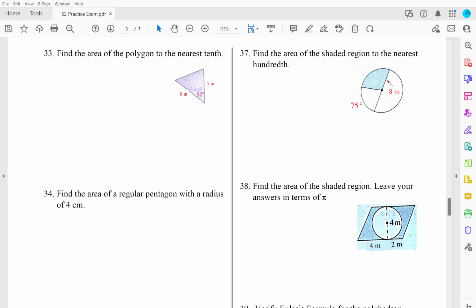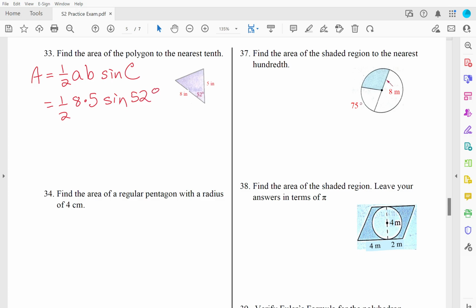Okay, and now we're going to be doing the last 2 pages. We've got the area of the polygon. So this is using sine, since we have 2 sides and the angle between. Area is 1/2 one side times the other times the sine of that angle between. So we have 1/2, one side is 8, one side is 5, and then the sine of the angle between is 52.